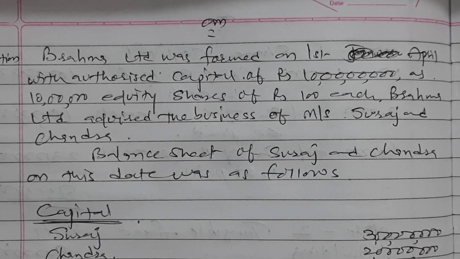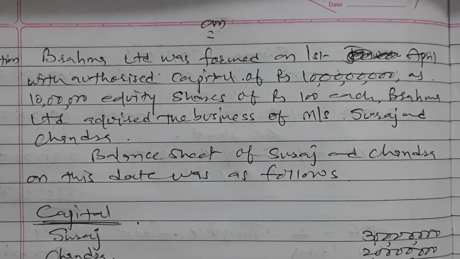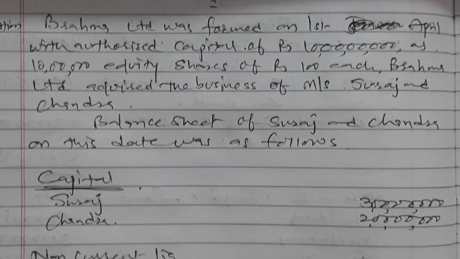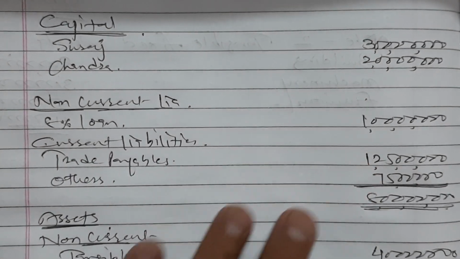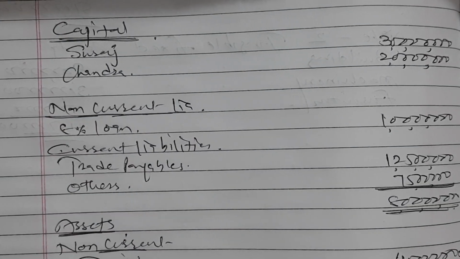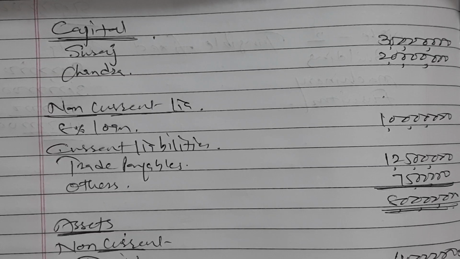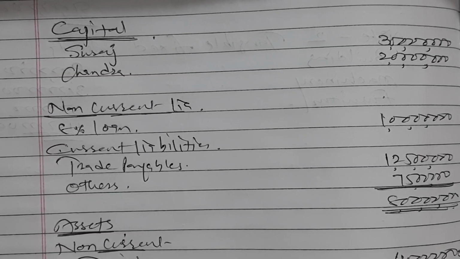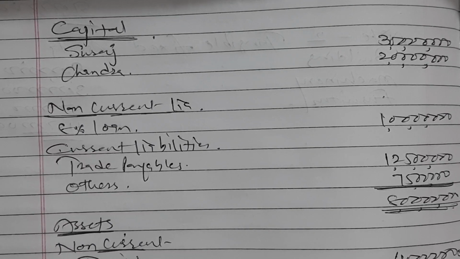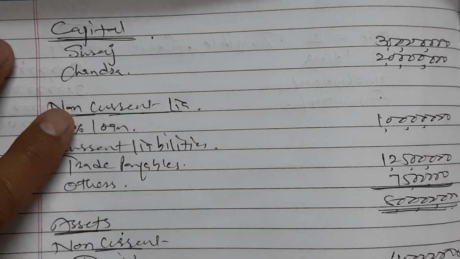Brahma Limited acquired the business of Mr. Suraj and Chandra. Balance sheet of Suraj and Chandra on this date was as follows. Balance sheet shows capital of Suraj and Chandra 3 crore and 2 crore, while under non-current liabilities 8% loan is 1 crore, under current liabilities trade payables are 1 crore 25 lakh and other 75 lakh.